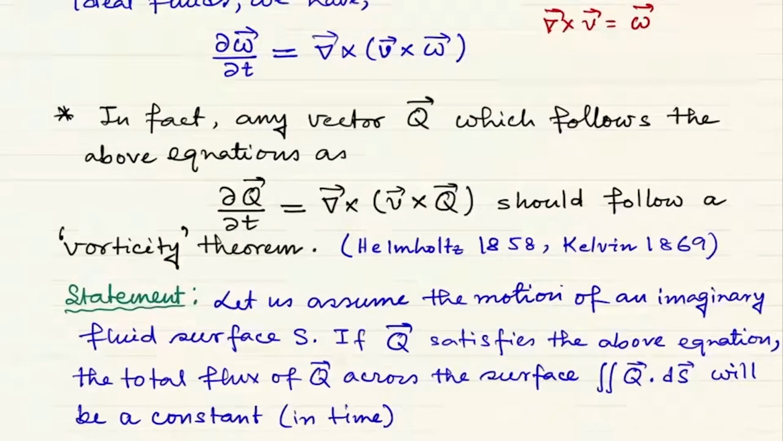If the vector q satisfies the above equation, then the total flux of q across this surface, which is given by the surface integral of q dot ds, will be a constant in time. What is the meaning of that?